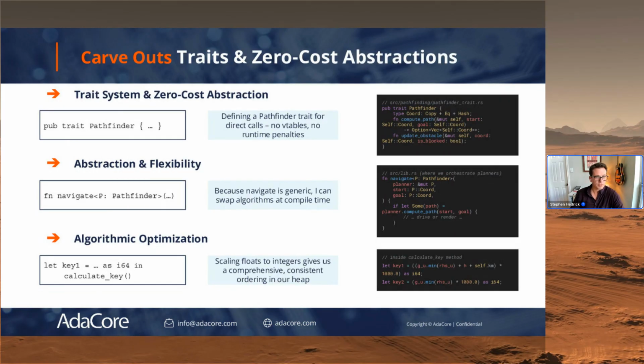Oops, sorry, this one. So from the algorithmic optimization standpoint, scaling floats to integers gives us a total and consistent ordering in our heap. So we multiply floats, as you can see here, by 1,000 and cast to 64-bit integers, and that gives us a total consistent ordering for our heaps. Keys avoiding NaN and rounding pitfalls. So the outcome there is we're avoiding those traps and rounding bugs, which is obviously something that is going to benefit us in many different ways.